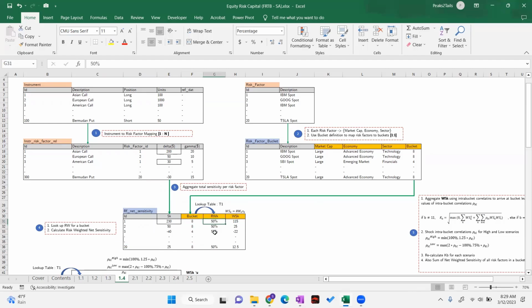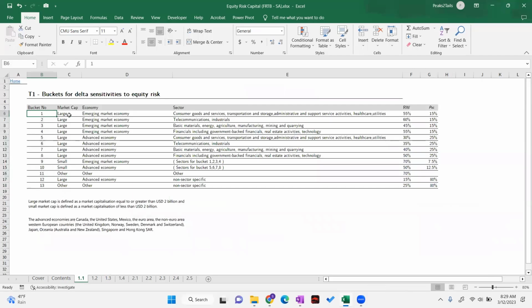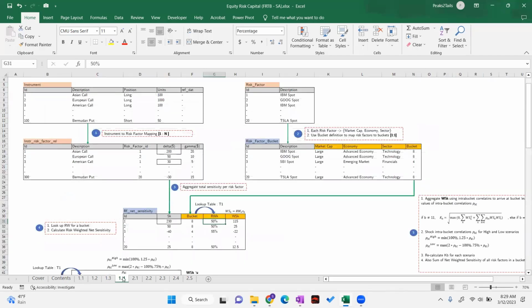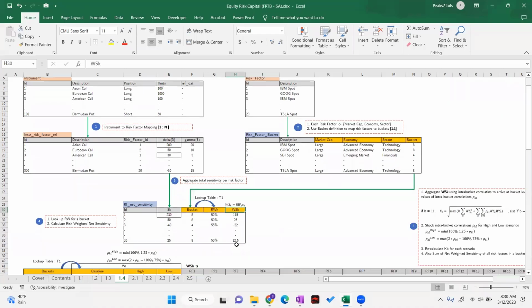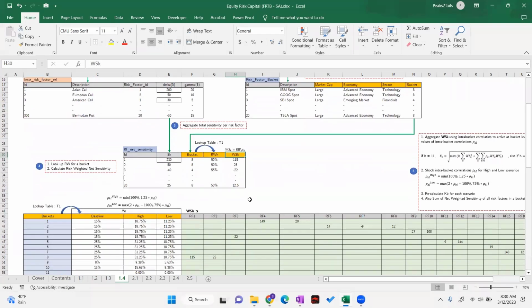Every bucket has a risk weight. That also comes from the first table. Every bucket has a risk weight. Okay. We got the risk weight. Now you just weight the net sensitivity. WSK is weighted net sensitivity. This is the formula. Risk weight multiplied by net sensitivity gives you weighted risk sensitivity. We got WSK.